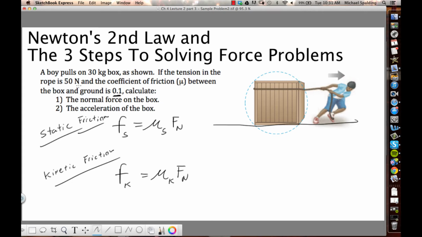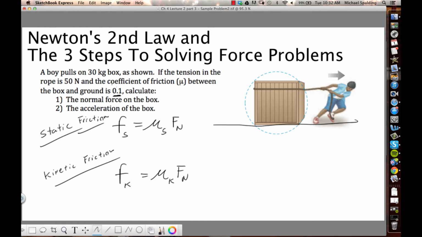Does that make sense? But the way you deal with static friction and the way you deal with kinetic friction, it's the same approach. You're going to do free body diagram, sum the forces, do the algebra. All right, so I'll give you guys 10 minutes. So it's the same problem as yesterday, but I added friction.